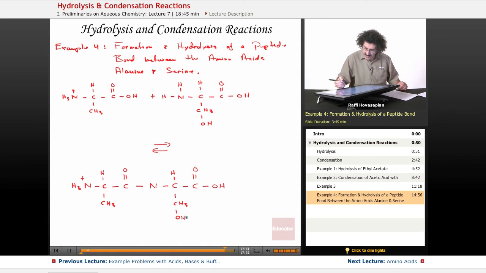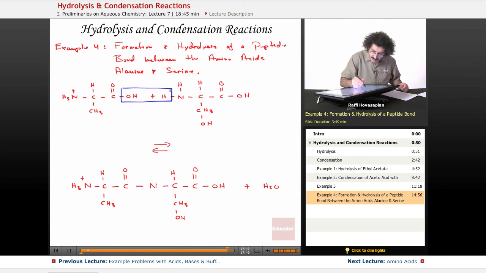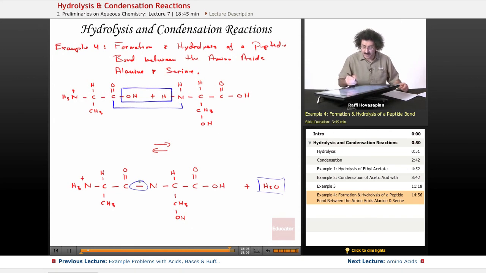Now we can go ahead and add plus H2O. Now I'll do this in blue. These are the elements of water right here. N comes in. The peptide bond that we're forming is between the carbonyl carbon of one amino acid and the nitrogen on the other amino acid. That's the bond that's forming. That's called the peptide bond.